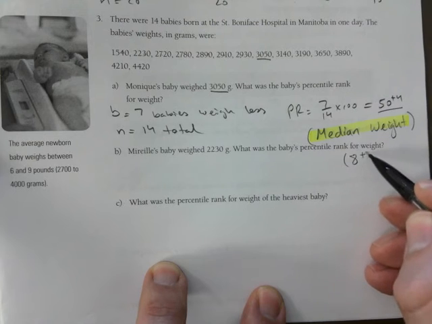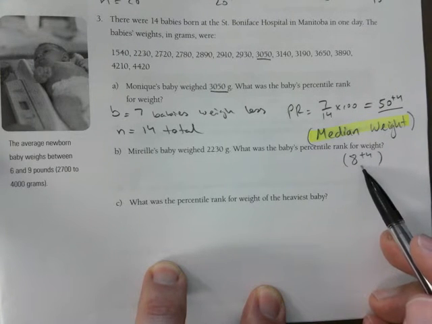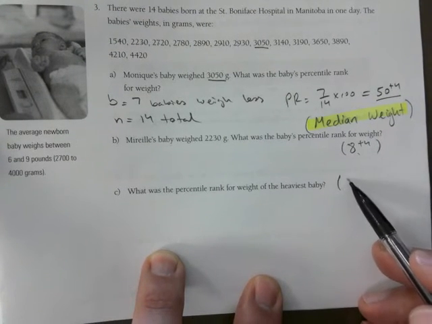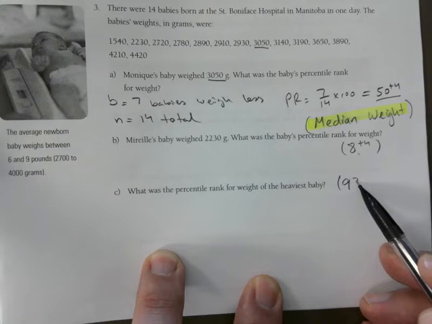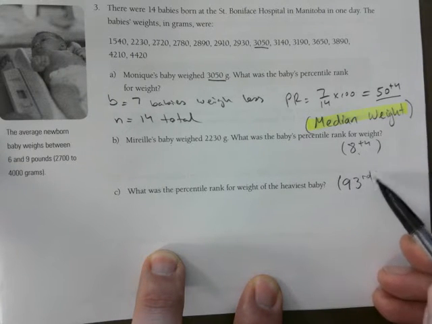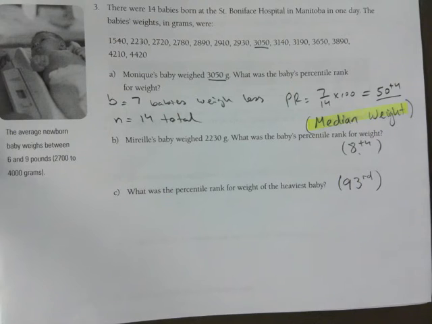I'm just going to give you the answers here. For this one, you should get the 8th percentile. And for the heaviest baby, it's the 93rd percentile. Or you can round up or down if it's a decimal, right? So you might be off by a little bit, and that's okay, as long as you don't give me a decimal there.